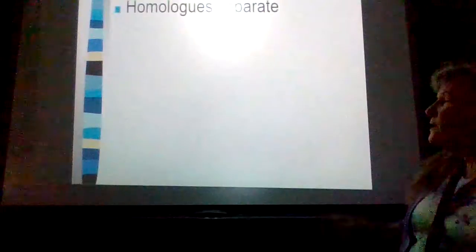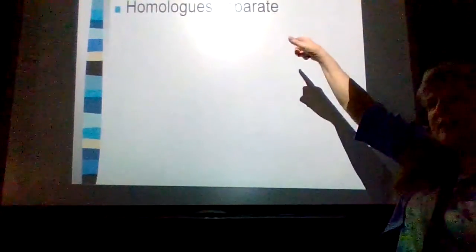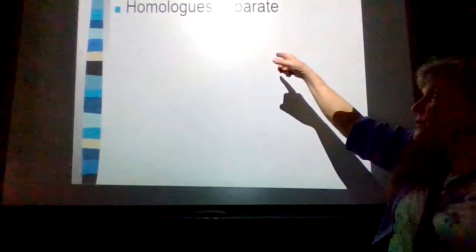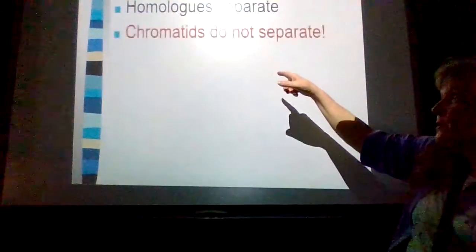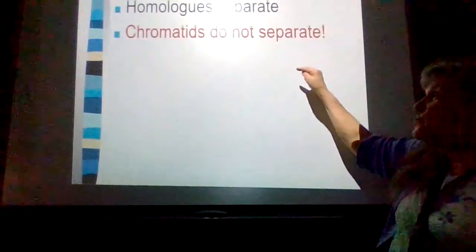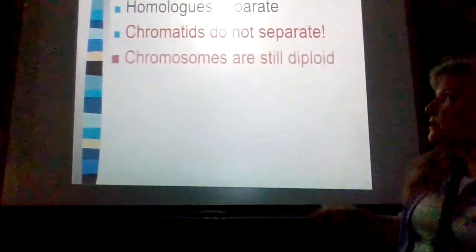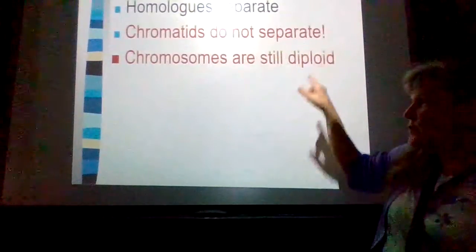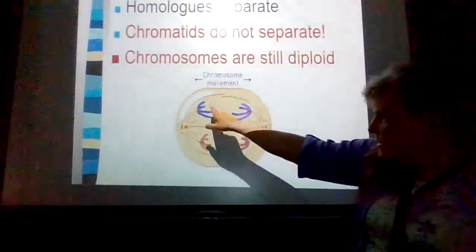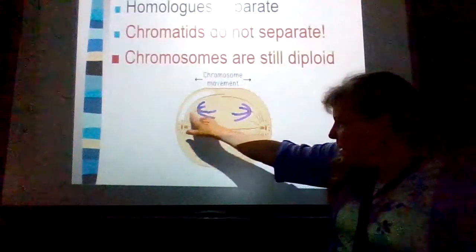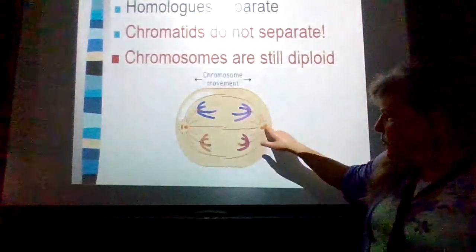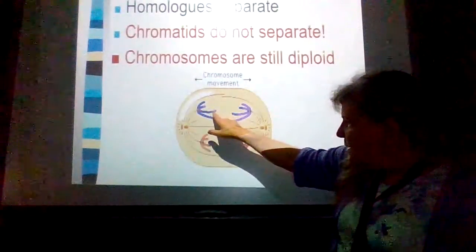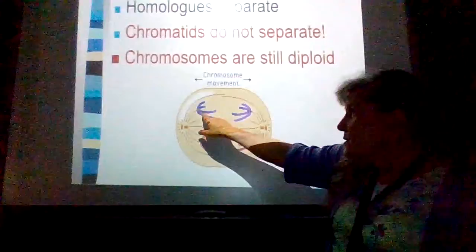Anaphase, this is the step that is very, very different than the cell cycle. My homologous chromosomes are going to separate. The chromatids do not separate. So the chromosomes are still going to be diploid because each chromosome is still going to have 2 sets of genetic material. So again, you can see here the entire X getting pulled this way, the entire X getting pulled this way. So again, here's mom's genetic material, here's dad's genetic material. Still have 2 sets, so still diploid.